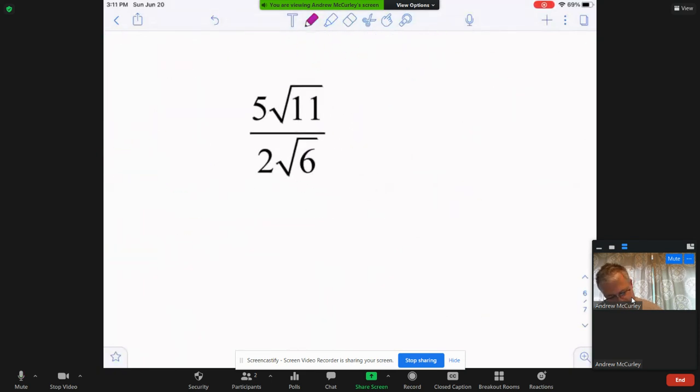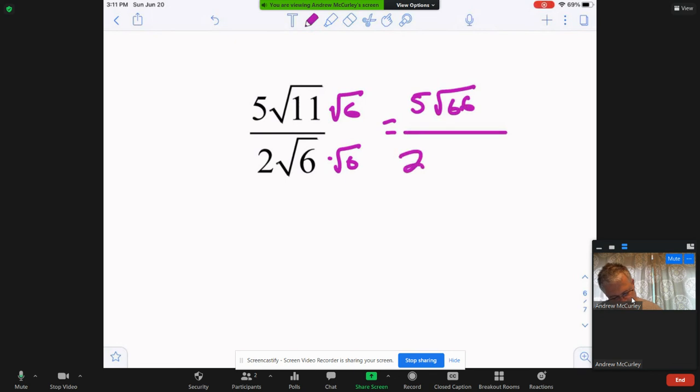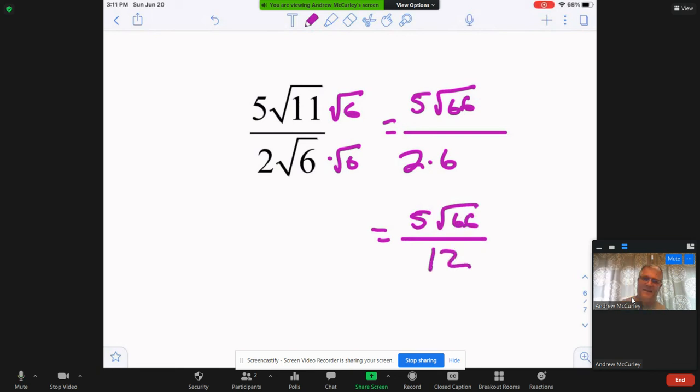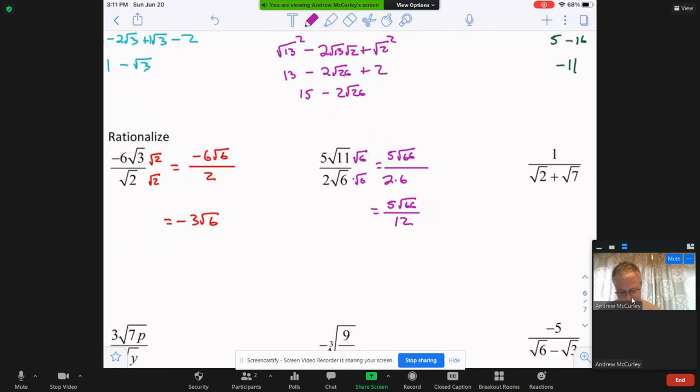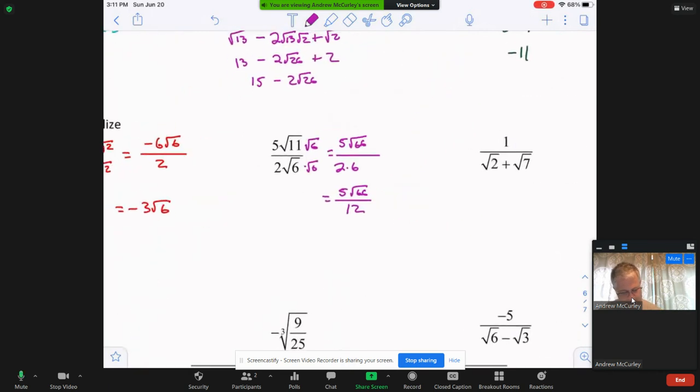Same thing. I do not have to multiply by 2 root 6. I just have to multiply by root 6. So I end up with 5 root 6 over 2 times 6, which is 5 root 6 over 12. And I think that's it. We're done. Because the 5 and 12 will reduce each other. All right.